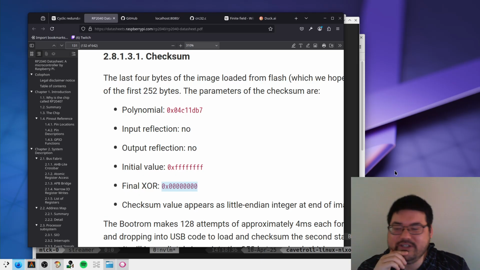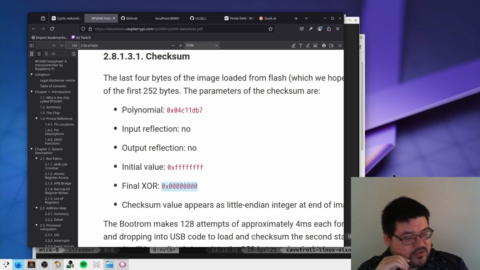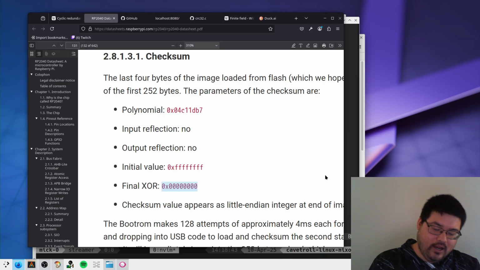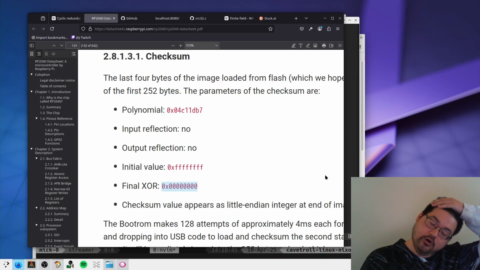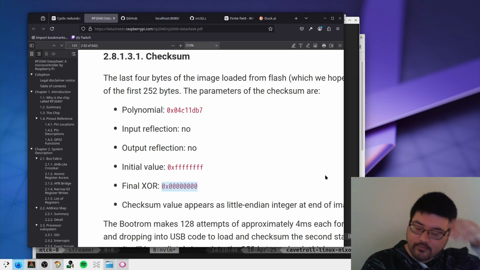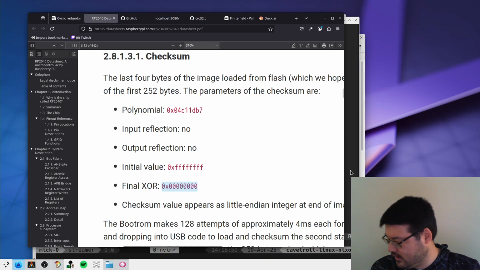We stream most days at 12:30 Pacific time to 4 o'clock Pacific time, working on whatever. We've been working on this Raspberry Pi dumping of flash, so we'll probably be back on that tomorrow. If you want to check that out, you can swing by.